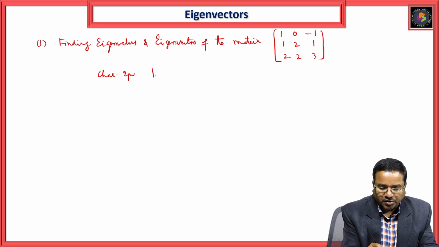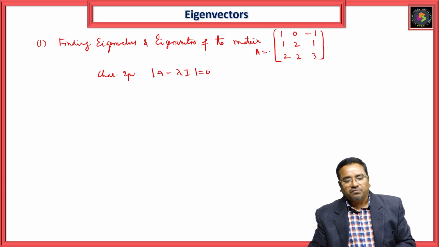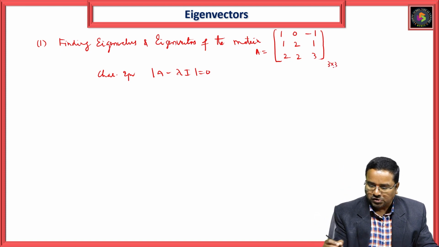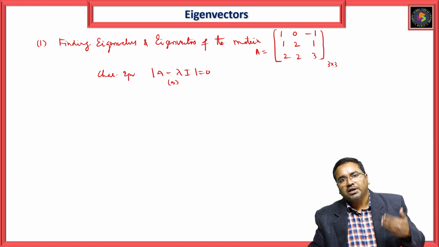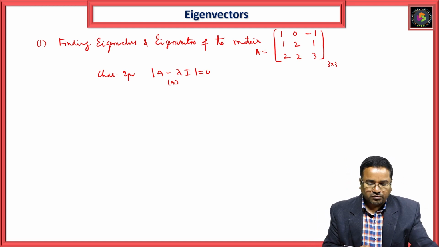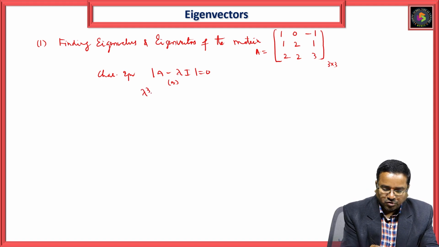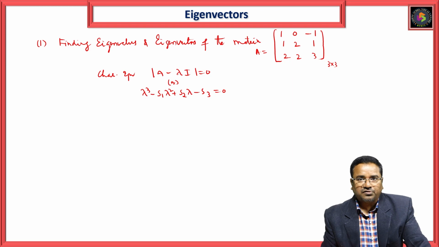The characteristic equation is determinant of (A minus lambda I) is equal to 0. This is the given matrix, which we consider as A. This is the formula for finding the characteristic equation, but we also have a shortcut formula. If you use the shortcut formula, we'll get the required equation directly. Because it is a 3 by 3 matrix, the formula is lambda cube minus S1 lambda square plus S2 lambda minus S3 is equal to 0. This is the shortcut formula for the characteristic equation.